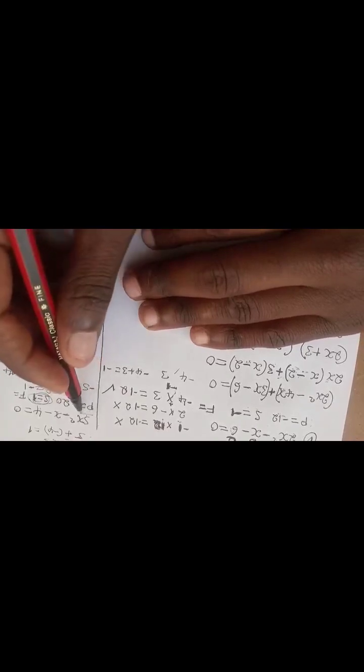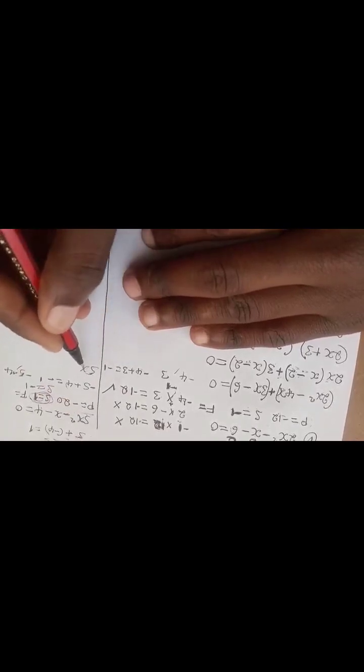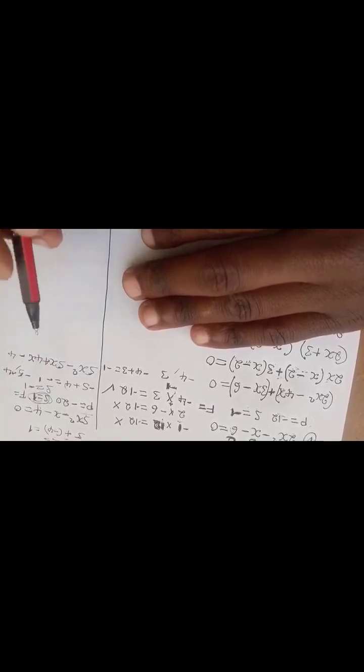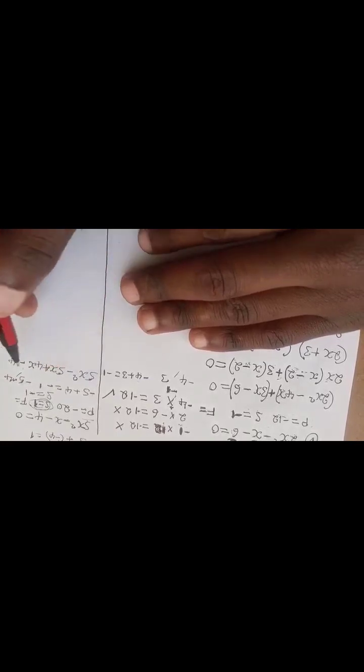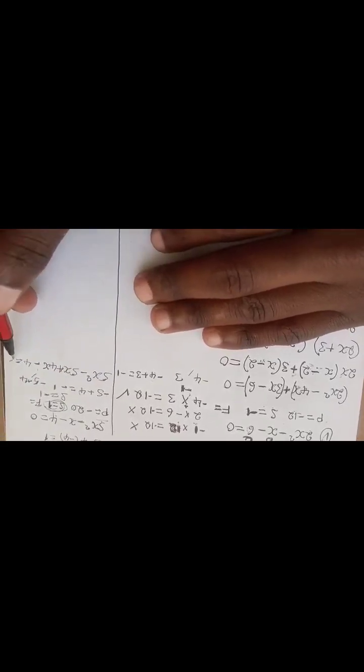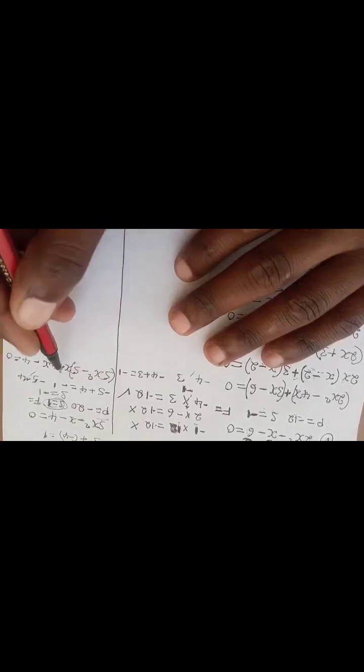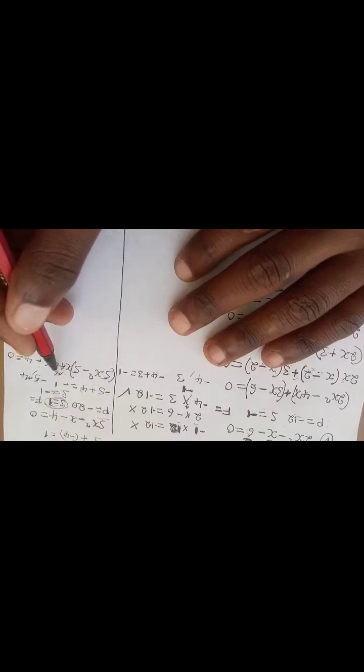So we are going to get this equation. We get the first part, 5x squared, then negative 5x, then positive 4x, then the last one, negative 4, is equal to 0. Then we factorize. As simple as that.